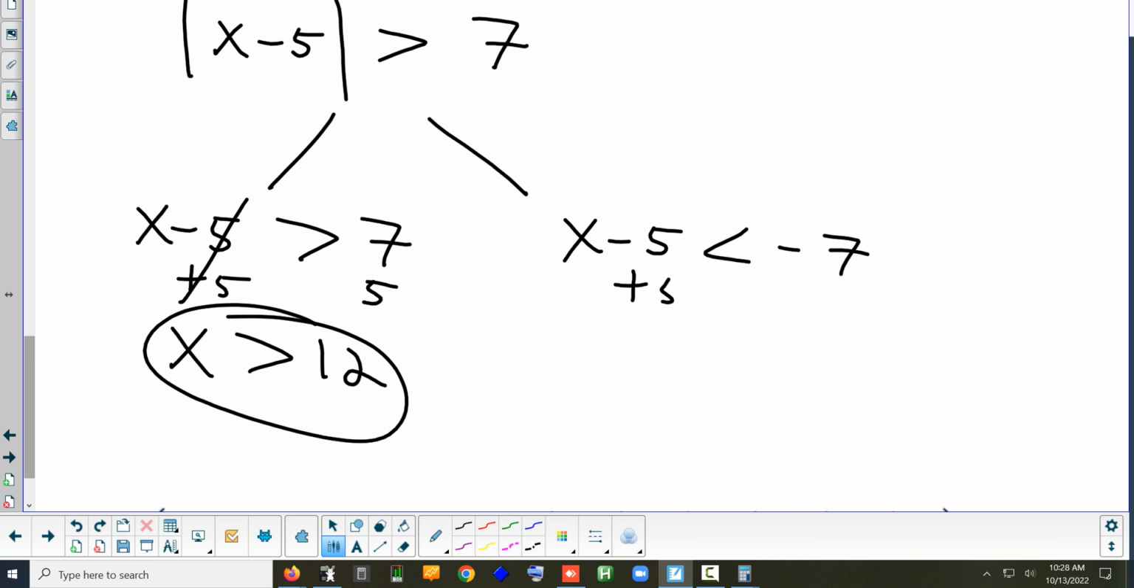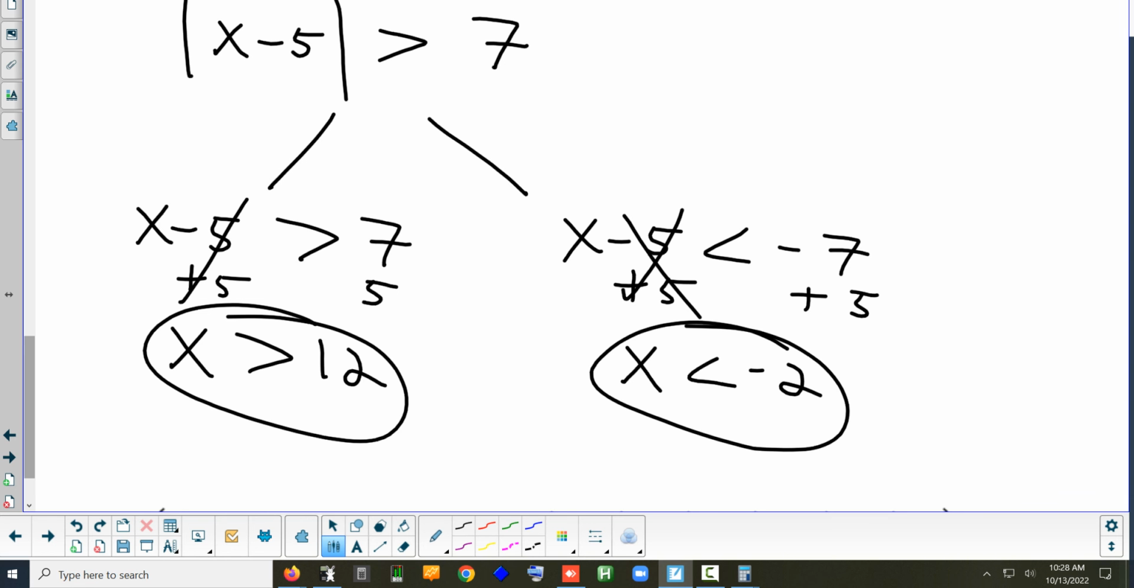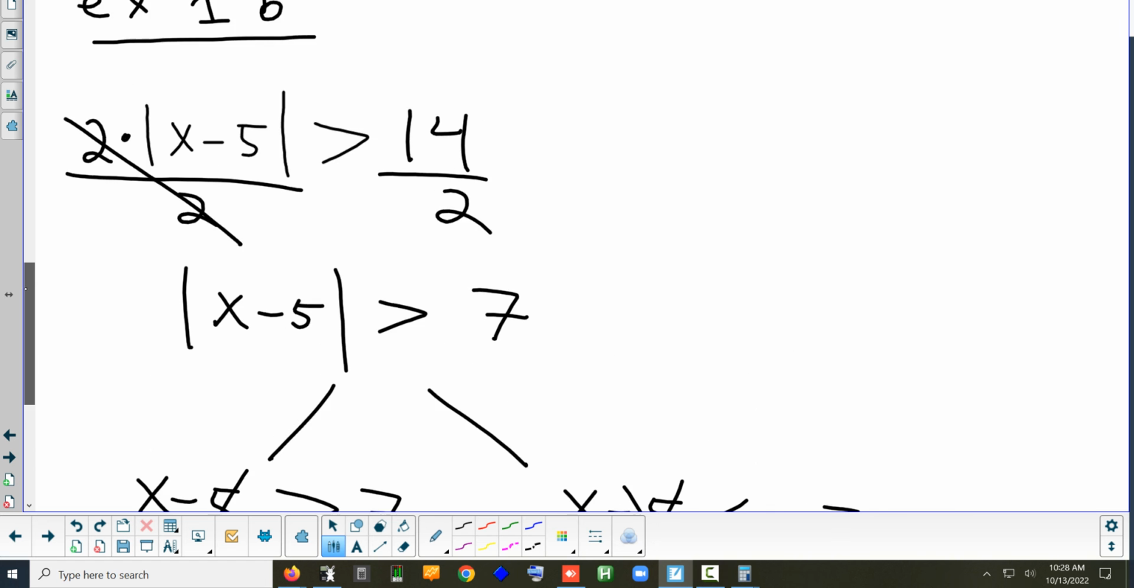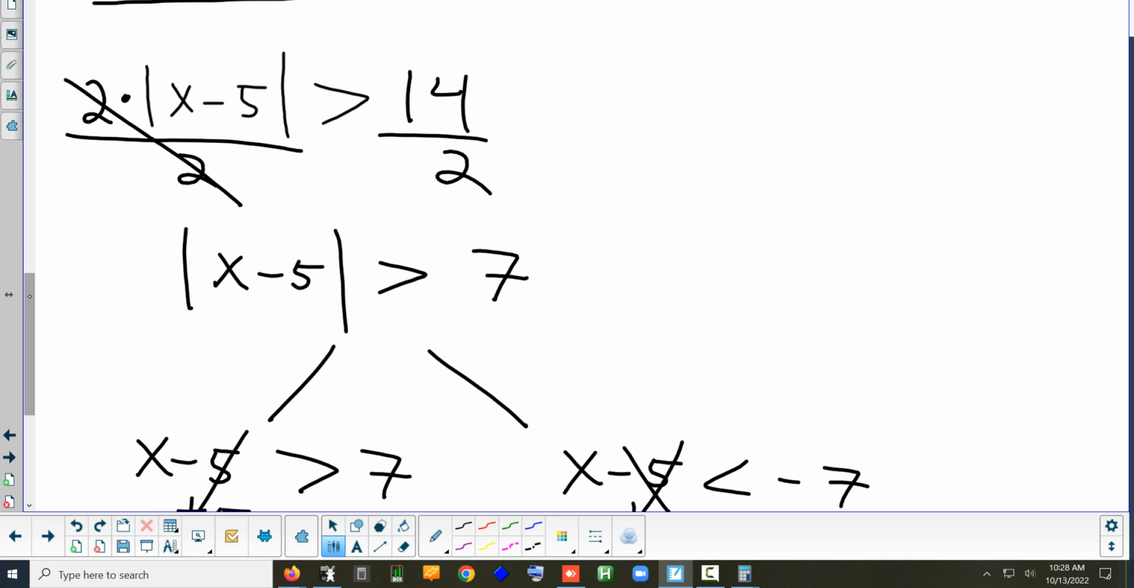On this one, add 5 on both sides. What's negative 7 plus 5? Yep, negative 2. And there's one thing I'm forgetting. What haven't I written down yet that's part of the answer? Yeah, I haven't put down whether it's an and or an or. And I agree with you, this one is an or, because it's greater.